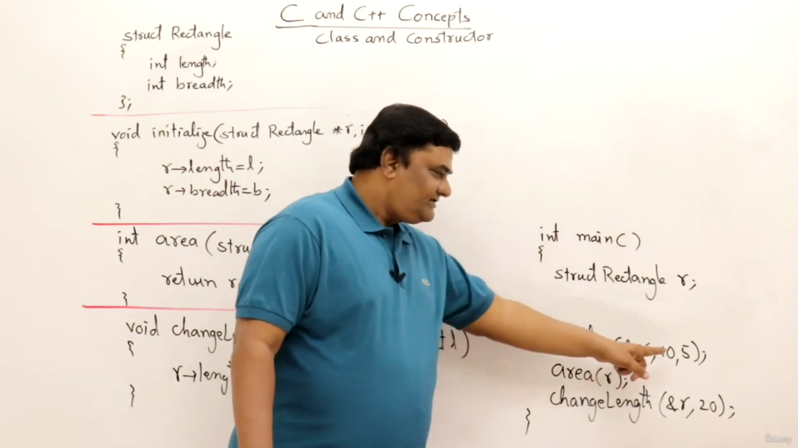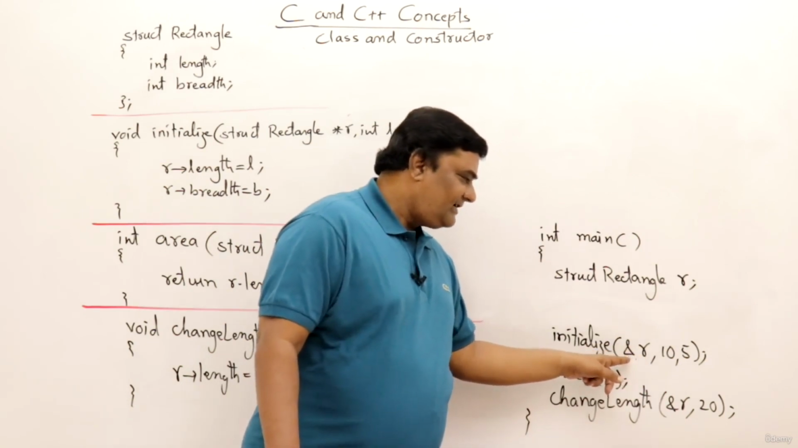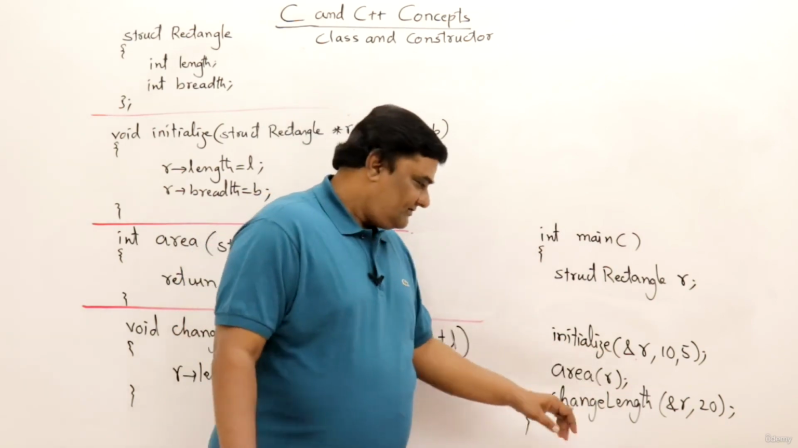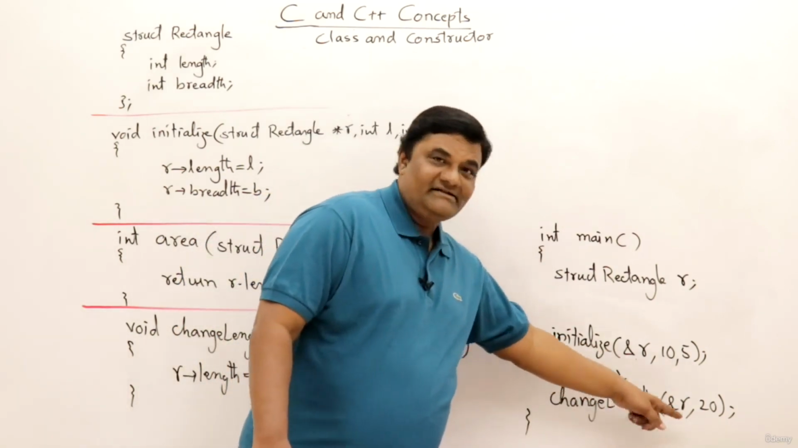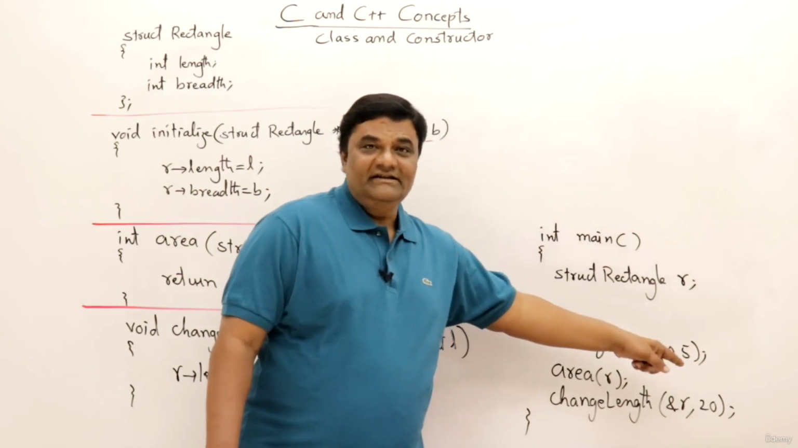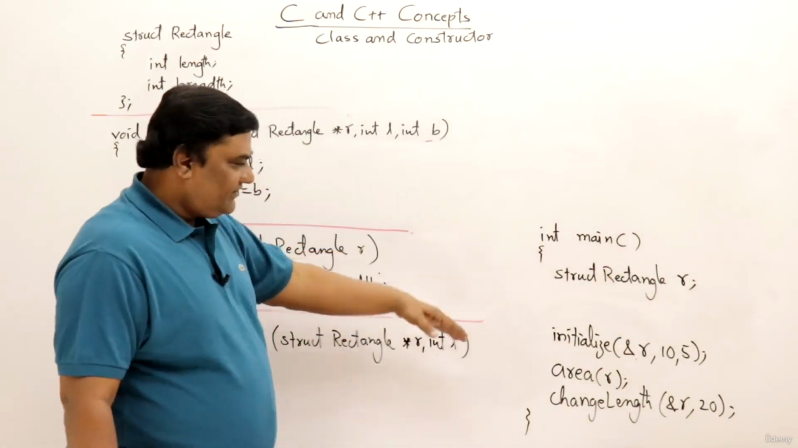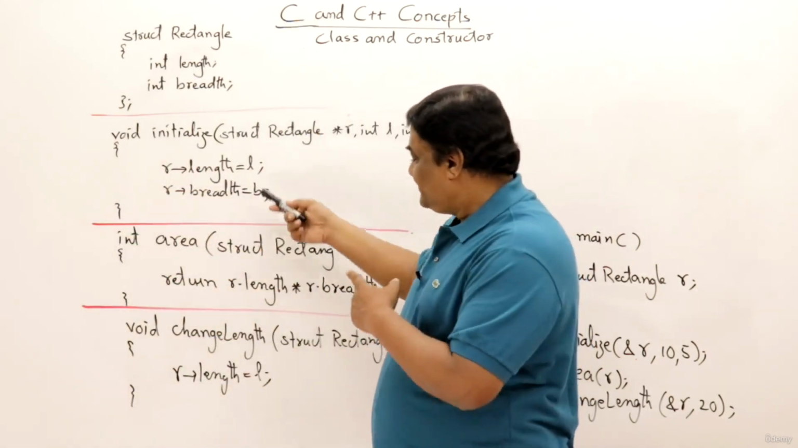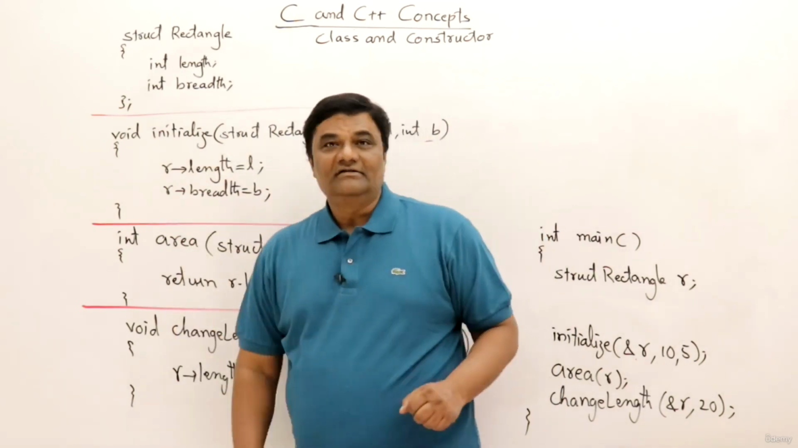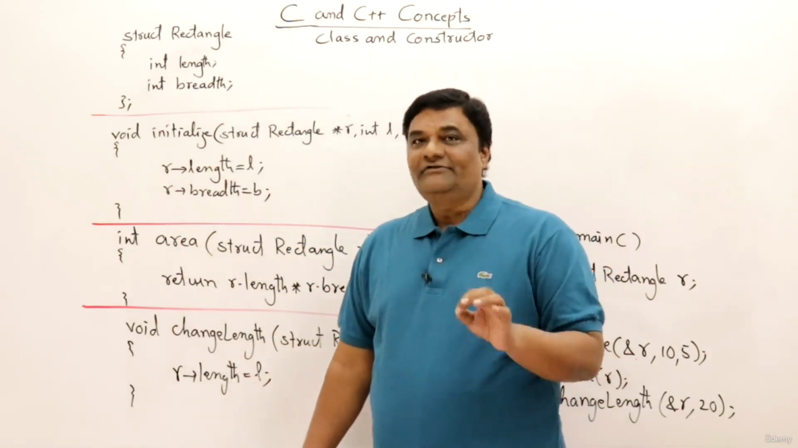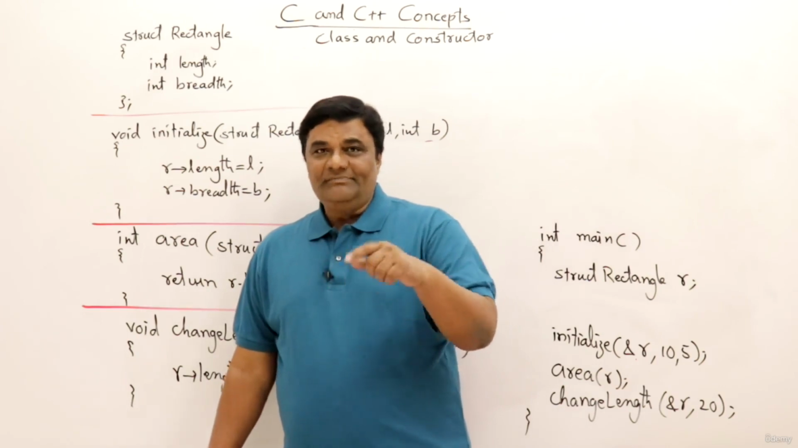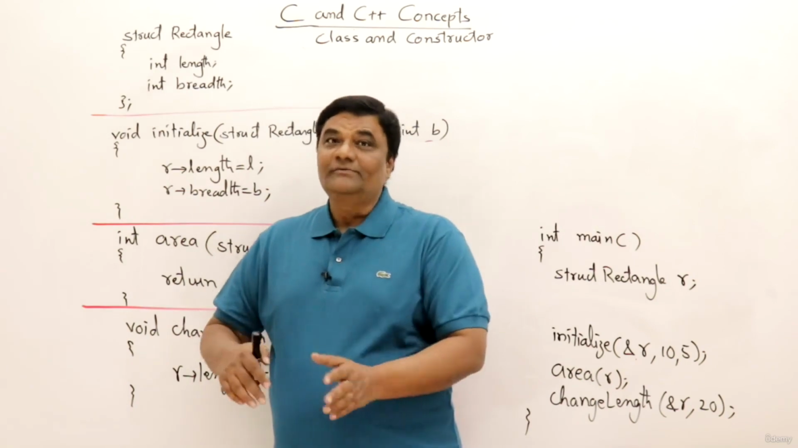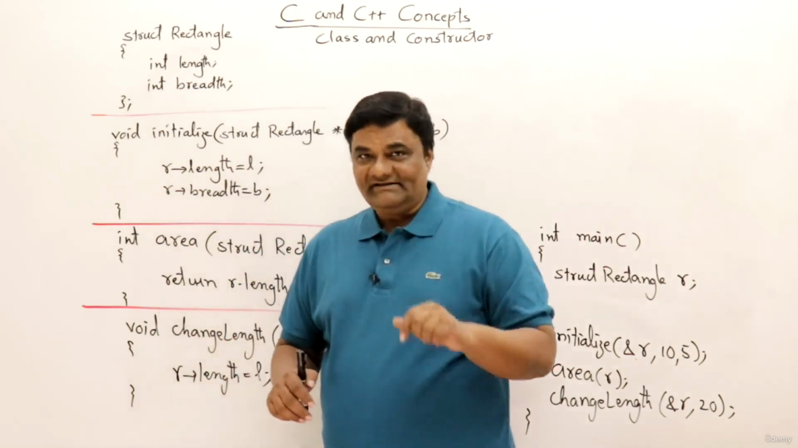The initialize function is setting the length and breadth, so it takes the rectangle by reference, along with length and breadth. Area takes a rectangle. Change length takes a rectangle by address again, and it changes the length by taking a new length. These functions are defined here, and all of them are related to that rectangle. Now this is the best style of coding in C language, so I have adopted it in my course. I have also shown at places how to transform this into C++, so that style is what I am discussing now.